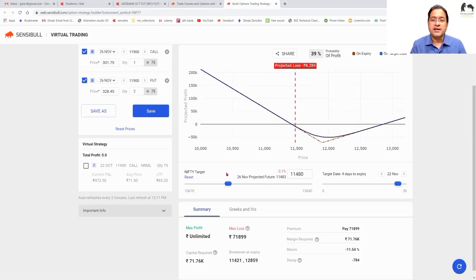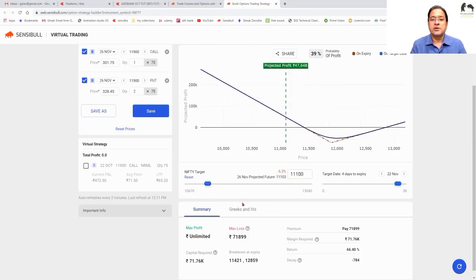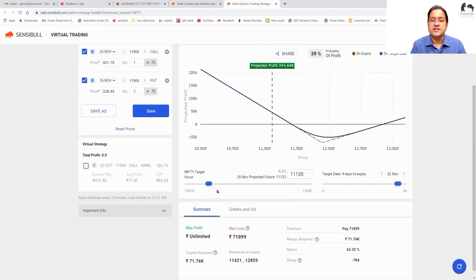But if the market crashes anywhere, anything below this level of 11,420, you actually make good money. As you can see, if the market is going to crash about 5% from wherever it is currently, possibly you are going to end up making good money. This is at the time of expiry. As you can see, this is how the time value plays.